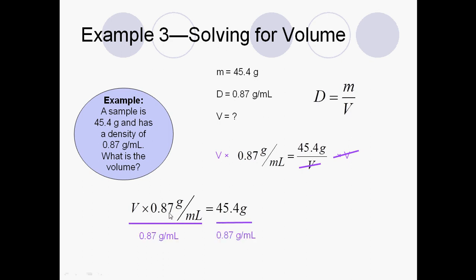So to solve for V, we would have to divide this side by our density, and then also the other side by our density. This side they cancel out on the left. The right hand side, our labels of grams cancel out. You would take 45.4 divided by 0.87 milliliters, and we would end up with our volume being 52 milliliters because there are two significant figures in this number here, the 8 and the 7.